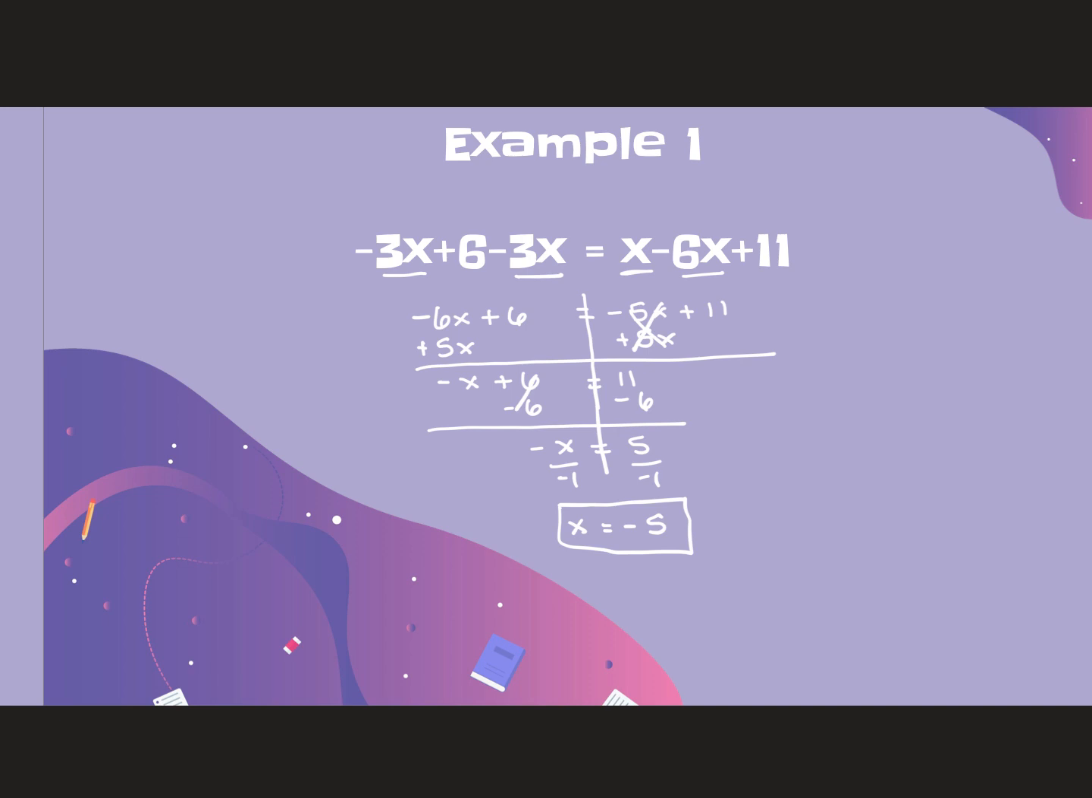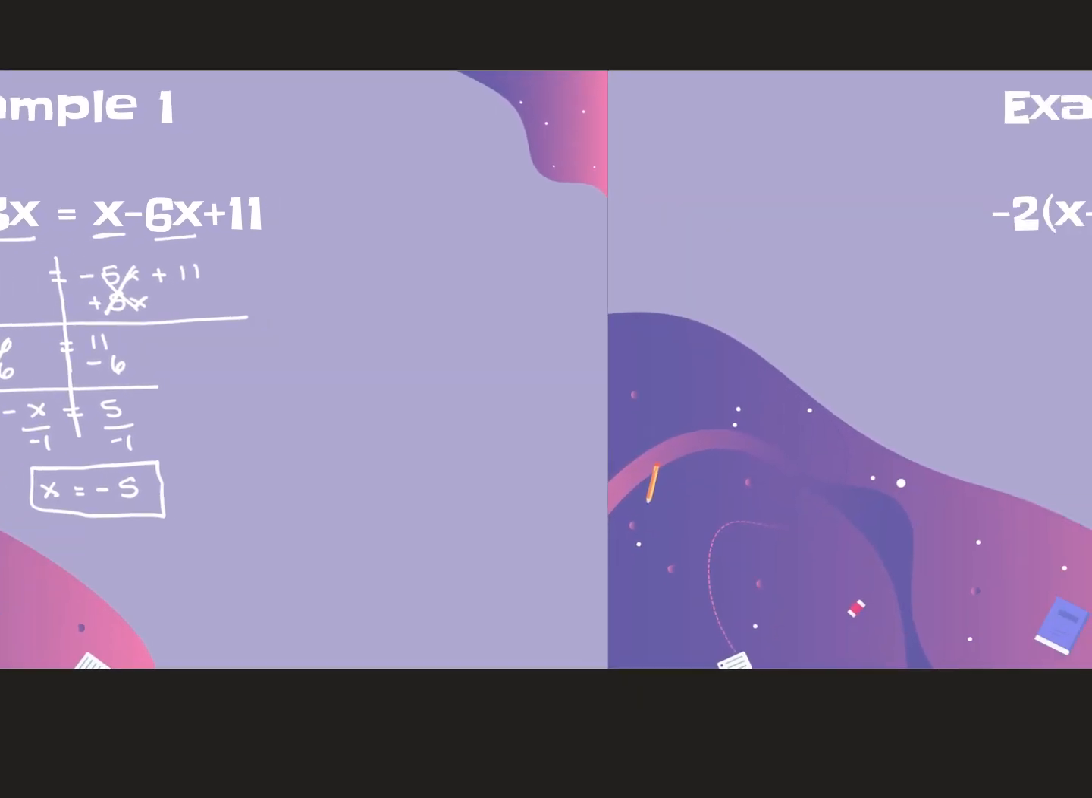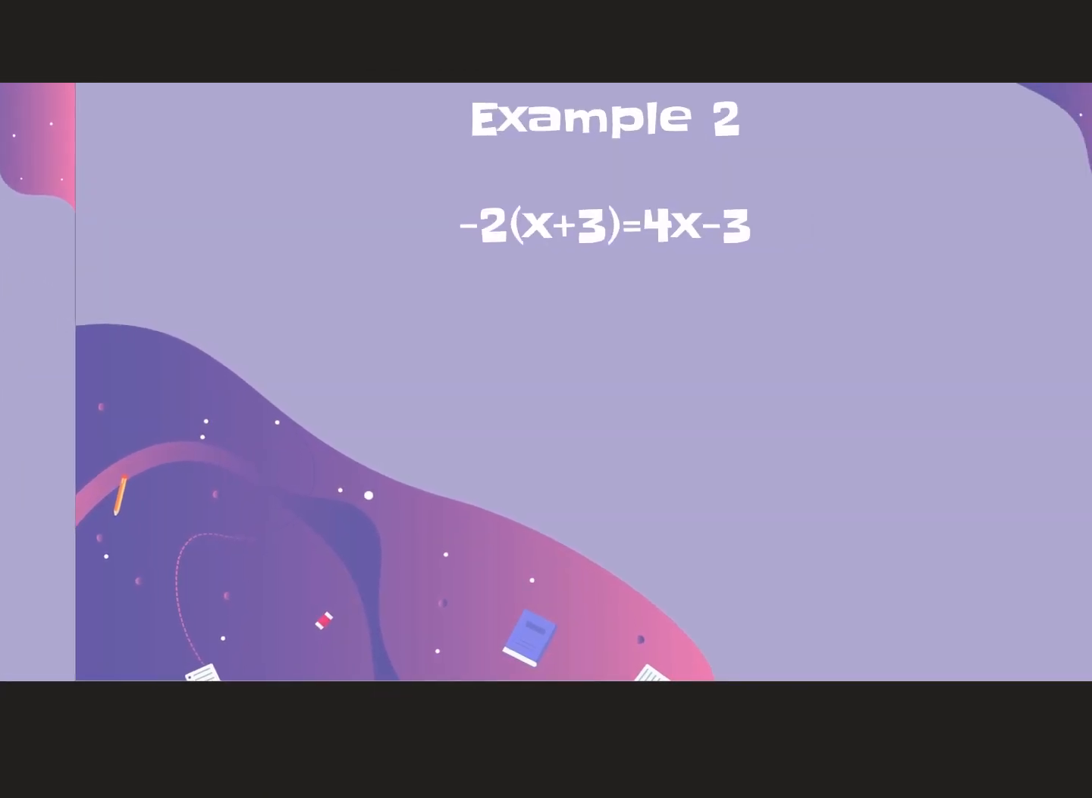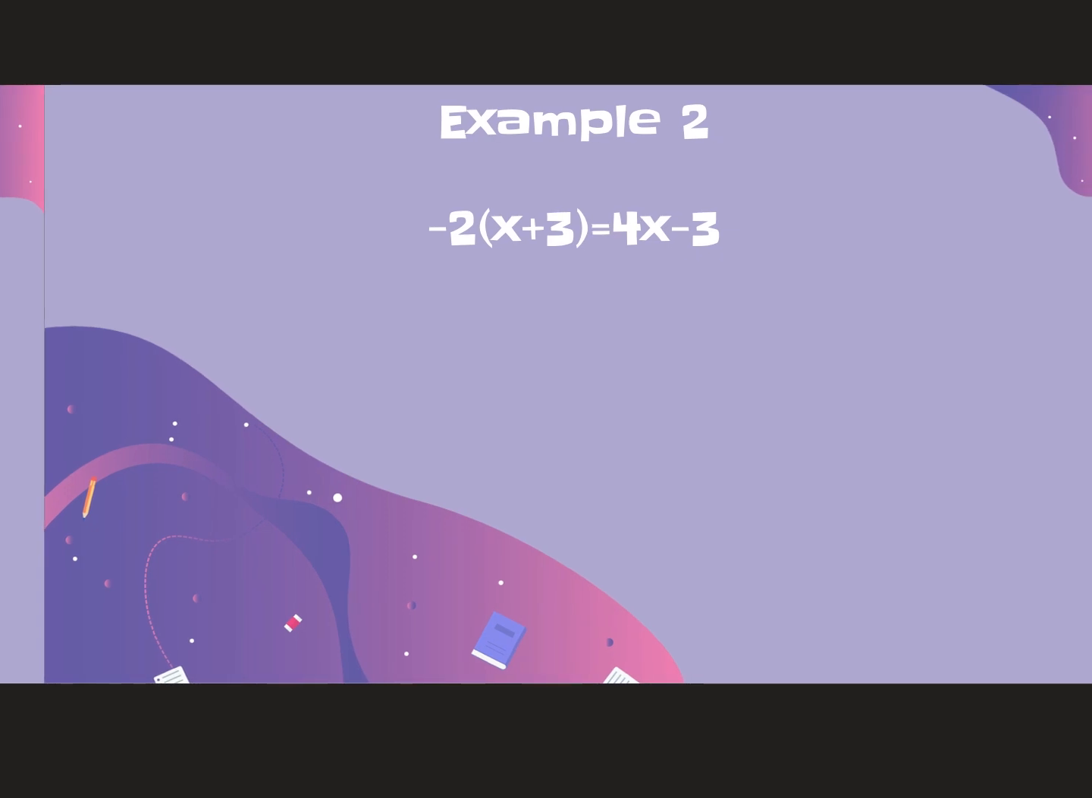All right, so let's go ahead and take a look at example 2. All right, so example 2, I can see I definitely have variables on both sides. I see x's on both sides of my equal sign. All right, and I also see parentheses, which means that I have to distribute. So I'm going to distribute this negative 2 to each term inside of my parentheses. So I get negative 2x minus 6 is equal to 4x minus 3.